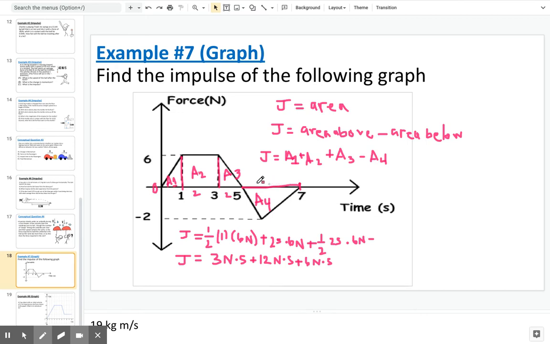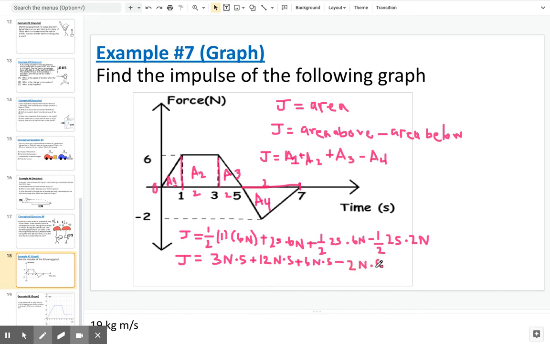It's below the x-axis. It again is a triangle. So I'm going to take 1/2 the base of my triangle, which here is going to be 7 minus 5, I get 2 again. And my force this time is 2 newtons. Okay, so because we're subtracting, we're taking care of that negative sign here. So I'm going to have 2 times 2, I get 4. 4 divided by 2, I get 2 Newton seconds.